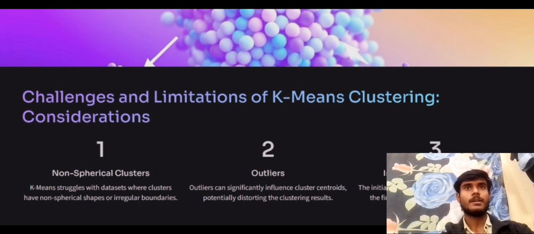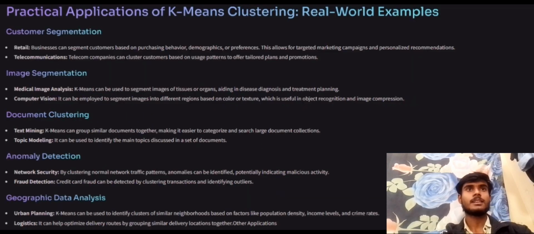Practical applications of K-means clustering, real-world examples. Customer segmentation: a retail business can segment customers based on purchasing behavior or preferences. This allows for targeted marketing campaigns and personalized recommendations. Telecommunications: telecom companies can cluster customers based on usage patterns to offer plans and promotions.